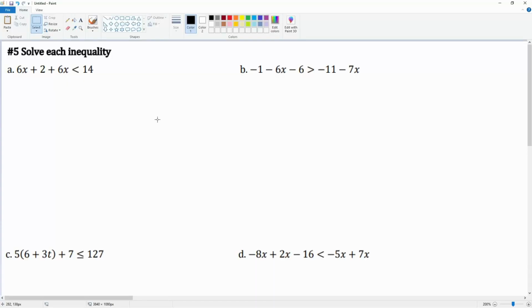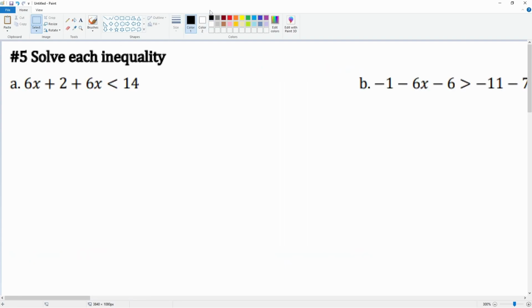Number 5, we are asked to solve the inequality. These are all multiple step equations. All right, so let's look at A here. We're first going to draw the line down the inequality symbol.